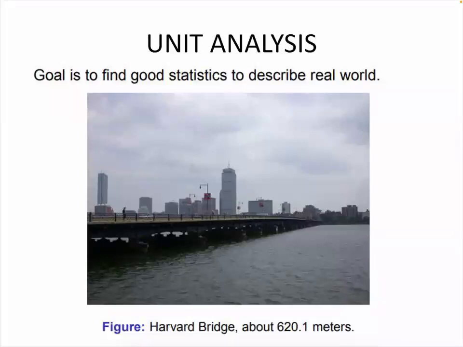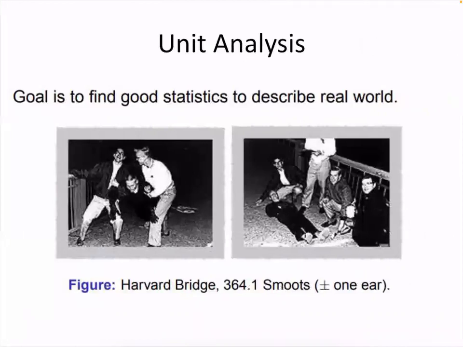Fraternities are no longer allowed on campus. I will not go into why, because this is being recorded. But it turns out that in many places around the country, you can do almost anything with your pledges. And so decades ago, one of the fraternities at MIT was curious as to how many times we would have to pick up and drop one of our pledges before we made it from one end of the bridge to the other. Smoot was the lucky pledge who was chosen. And the answer was 364 smoots, plus or minus 1.